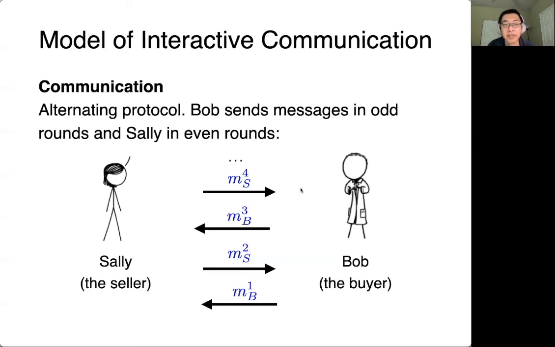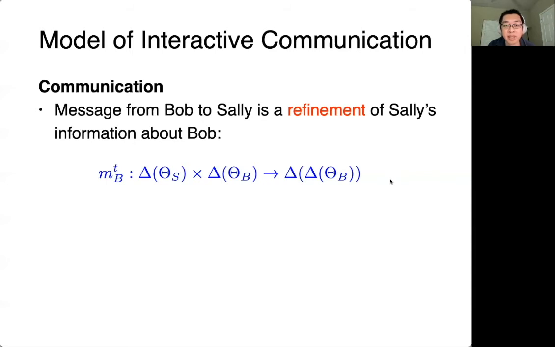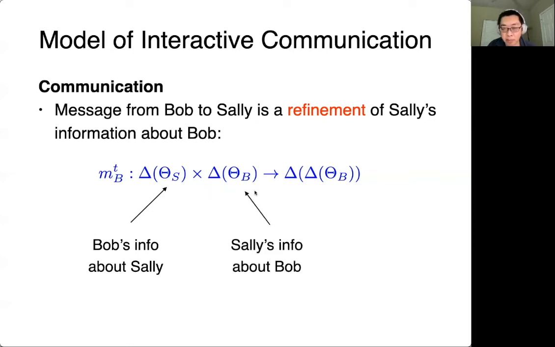So the communication is an alternating protocol where Bob sends messages in odd rounds and Sally sends messages in even rounds. So for example, in the second to last round, Sally sends something to Bob, and then in the final round, Bob sends something back to Sally. So a message from Bob to Sally is a refinement of Sally's information about Bob. So the message from Bob can depend on Bob's information about Sally and also Sally's information about Bob. And then it will output a distribution of Sally's information in the next round as a refinement of Sally's information.